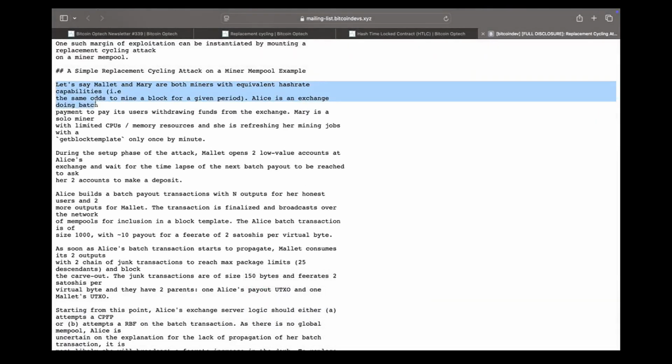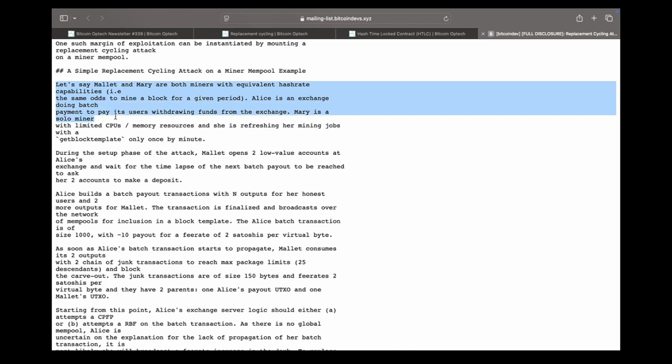Where is it? Okay, it's here, I guess. We read from here. I will zoom it a little. A simple replacement cycling attack on a miner mempool example. All right, so here's the attack. Let's say Mallet and Murray are both miners with equivalent hash rate capabilities. That is the same odds to mine a block for a given period, right? So let's assume there are two miners, Mallet and Murray.